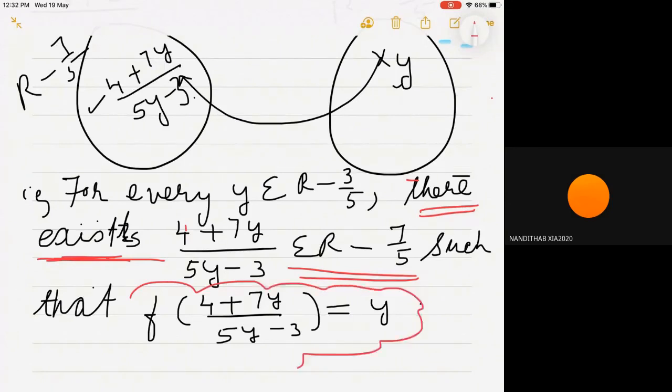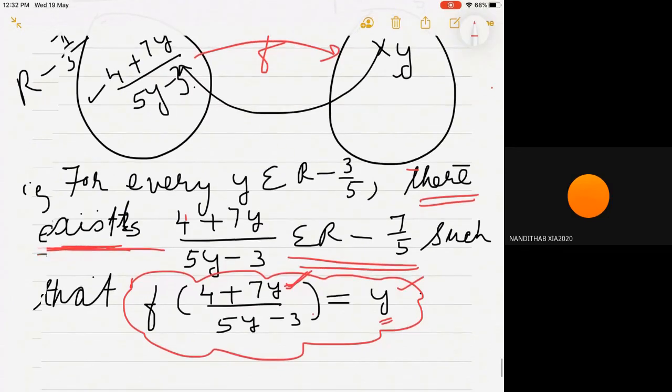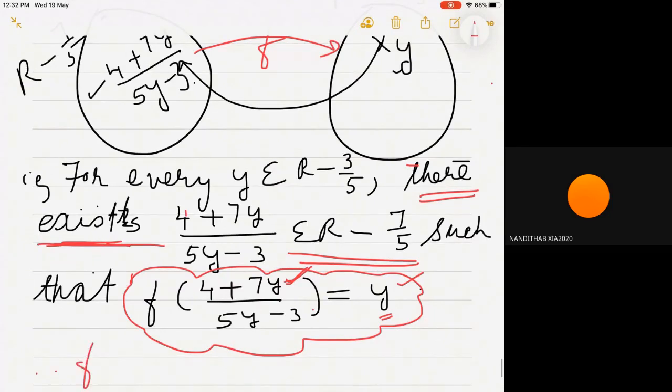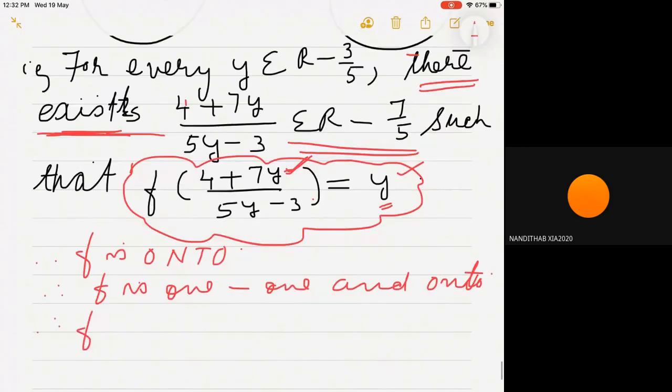Theoretically, to say this, you will use your function f in two ways: to say that y is the image of this, and also that this is the pre-image of y. So therefore f is onto. So when f is 1-1 and onto, f is 1-1 and onto, therefore f is invertible.